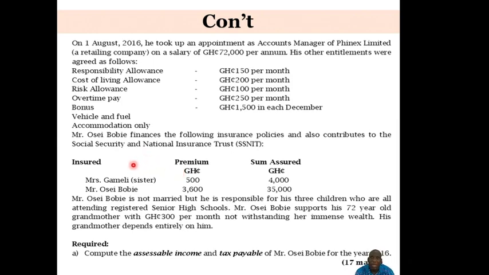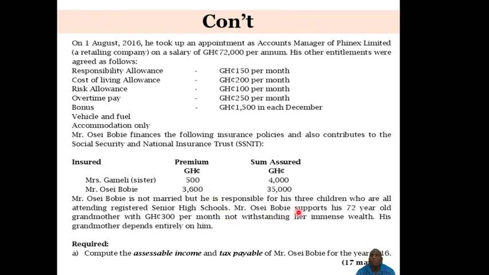Okay. Now it means that you get relief for SSNIT. Mr. Osebobie is not married, so he is single, but he is responsible for his 3 children. So he gets what we call dependent children's relief, and that's 200 Ghana for the whole year. They are all attending registered senior high school. In addition, you get child education relief for 3 children, and it's 200 Ghana per child. So 200 times 3, you get 600.